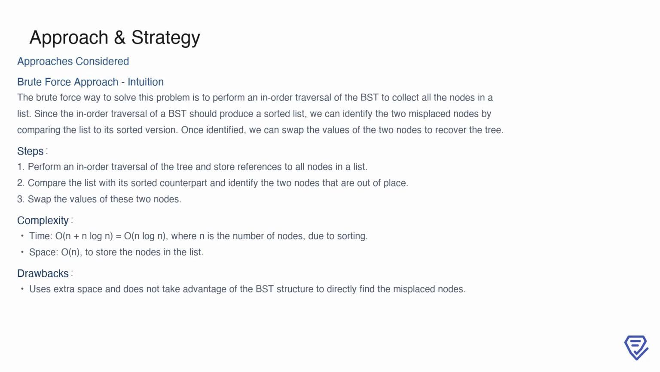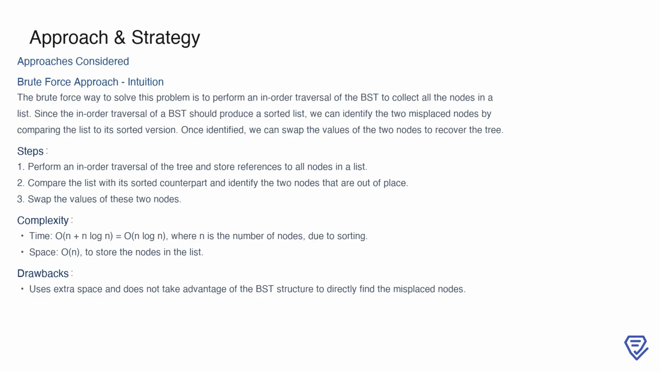To solve the problem of recovering a binary search tree with 2 misplaced nodes, we first consider a brute force approach. The intuition here is based on the fact that an in-order traversal of a binary search tree produces a sorted sequence. By performing an in-order traversal, we can collect all the nodes in a list. Then, by comparing this list to its sorted version, we can identify the 2 nodes that are out of place. Once identified, we simply swap their values to recover the tree.